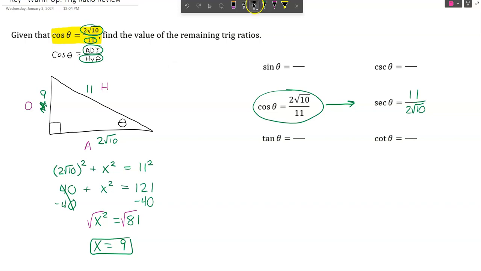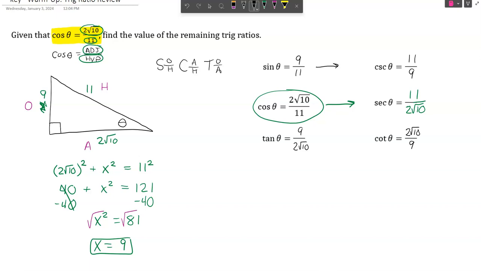So sine is the, let's write SOHCAHTOA real quick just to remind ourselves. So we have SOH, CAH, and then TOA. So sine is the opposite over the hypotenuse. So the opposite was 9, hypotenuse was 11. Boom. Remember that cosecant then is the reciprocal, so that would just be 11 over 9. And then lastly, we have tangent. Tangent is opposite over the adjacent, so that would be 9 over 2 square root 10. And our cotangent, once again, is the reciprocal, so it's going to be 2 root 10 over 9.